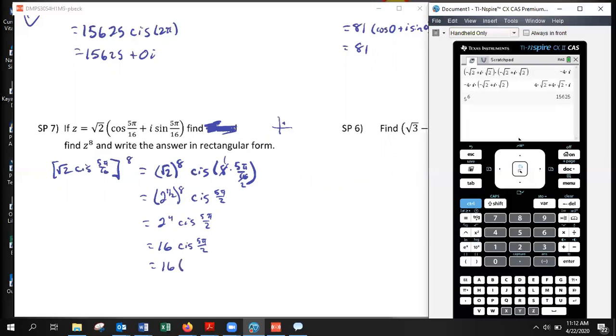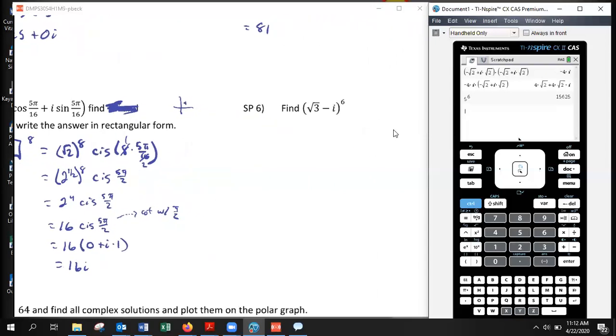The cosine of 5 pi over 2 is 0. The sine of 5 pi over 2, 5 pi over 2 is coterminal, probably should have done this a while ago, with pi over 2. So we simply get 16i. So 16i, very, very nice answer for a very, very ugly looking problem.